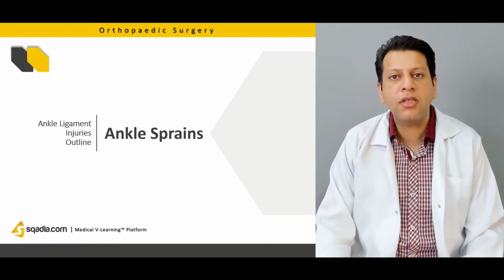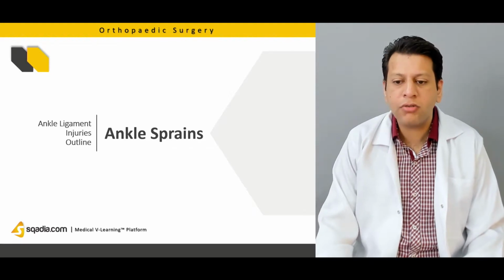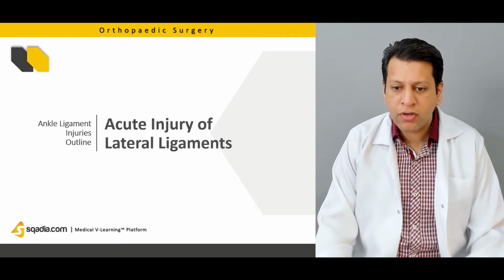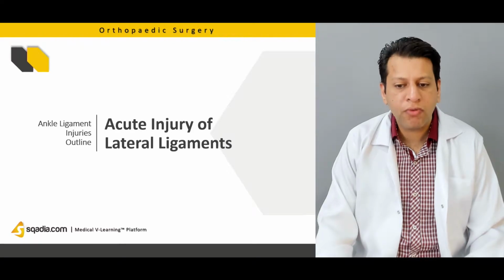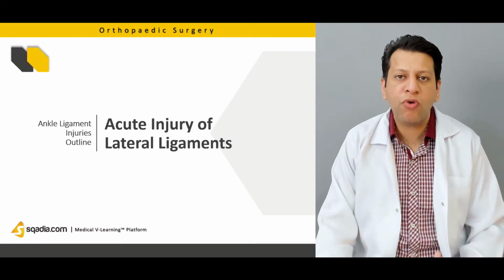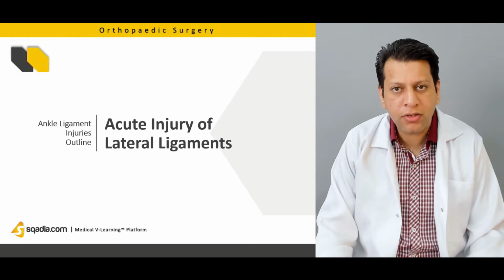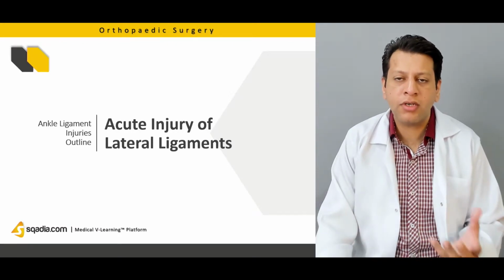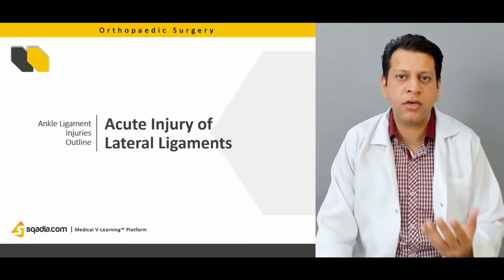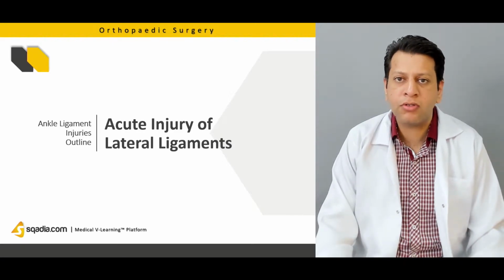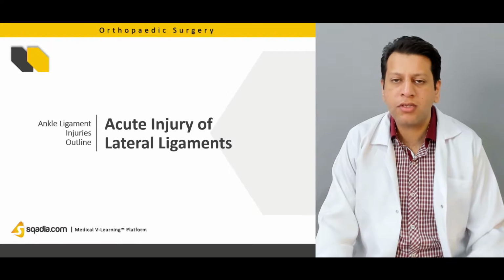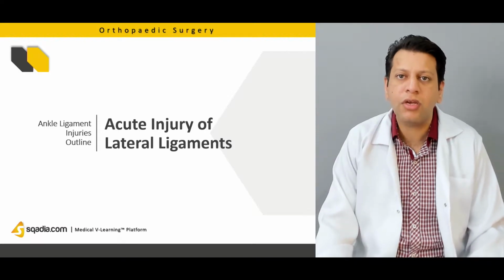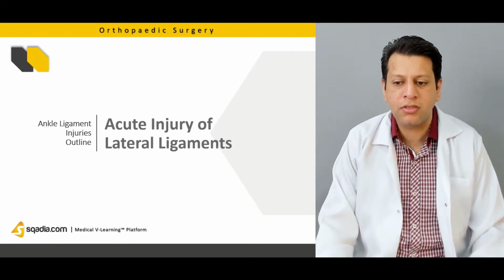Initially we'll be discussing the low ankle sprains, that is the injury to the anterior tibiofibular as well as calcaneofibular ligaments, which is the most common form of acute injury to the lateral ligaments, and also usually the more common injury which occurs in sportsmen or in different walkers, because sometimes there is uneven surface and there's inversion injury leading to acute injury to the lateral ligaments.